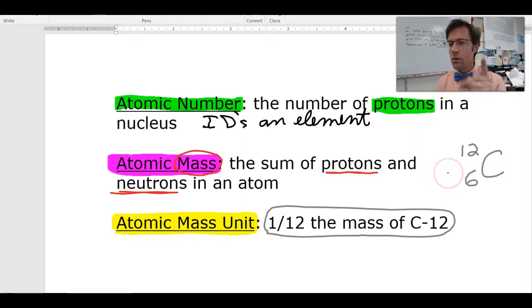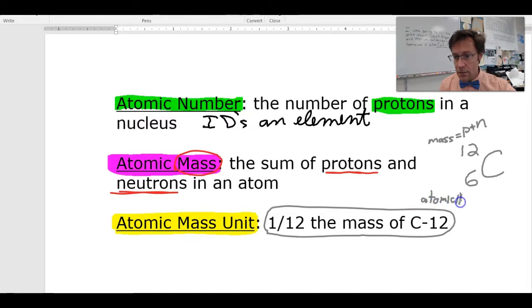Also, if this is the mass, which is equal to protons plus neutrons, and this down here is the atomic number, which equals just protons, the way that we find neutrons is like this.